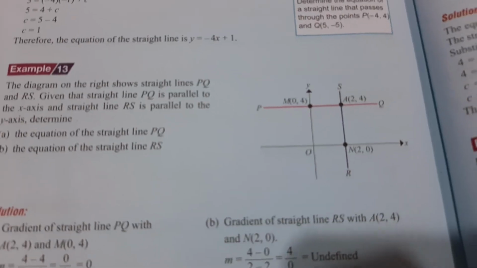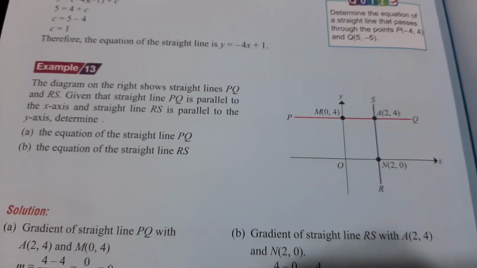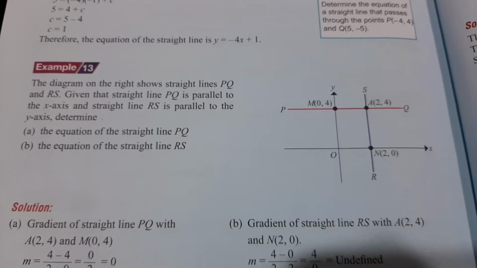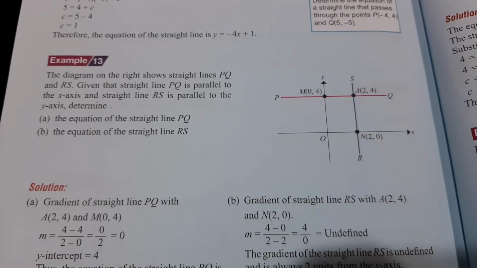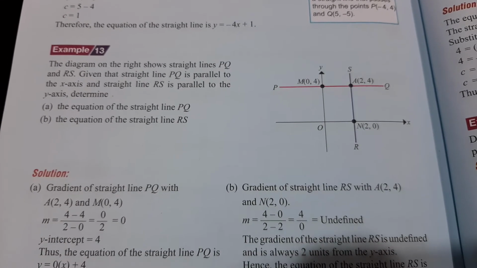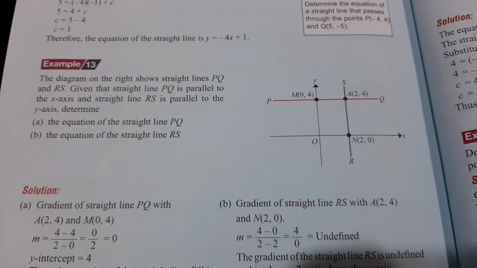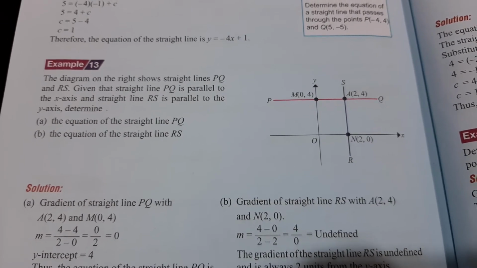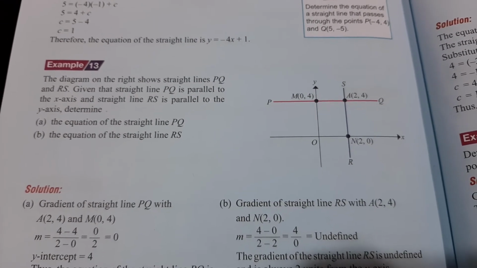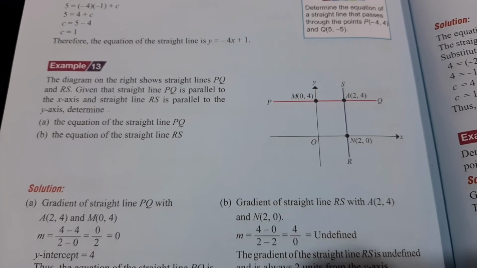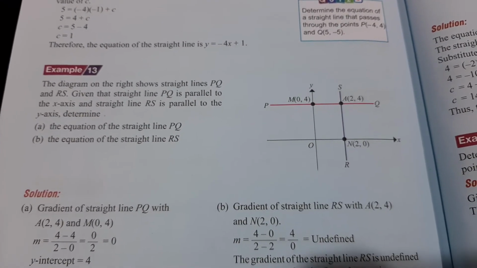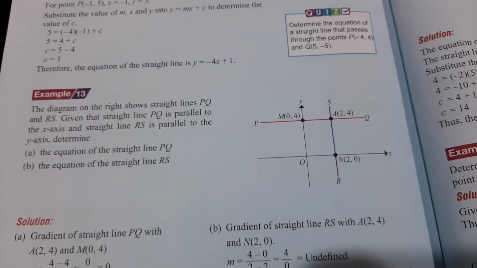Now, moving on to the last example for today. This is from your textbook, example 13. The diagram on the right shows straight lines PQ and RS. Given that straight line PQ is parallel to the x-axis and straight line RS is parallel to the y-axis, determine the equation of straight line PQ and the equation of straight line RS.